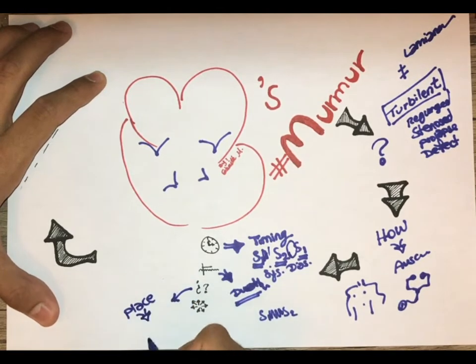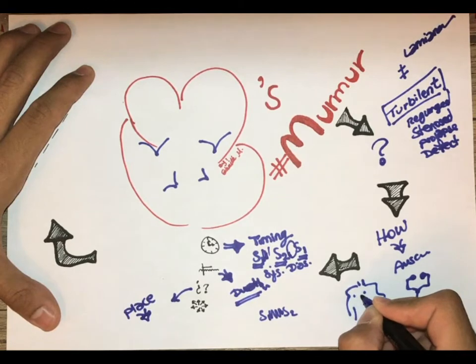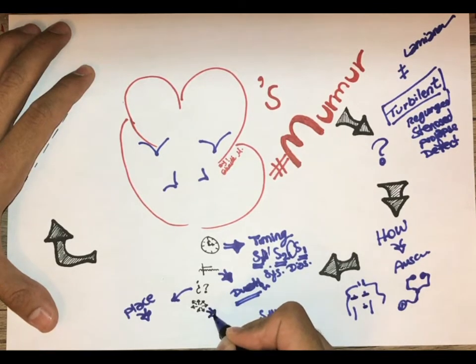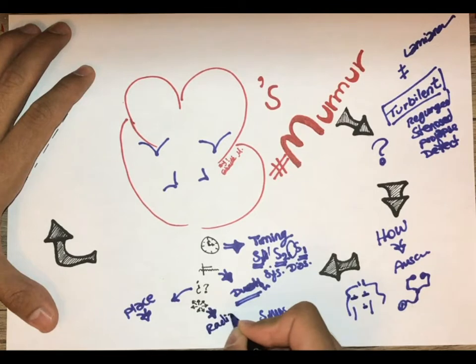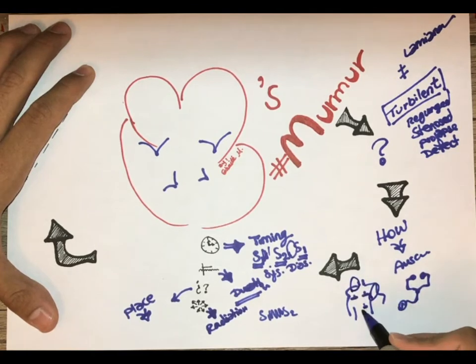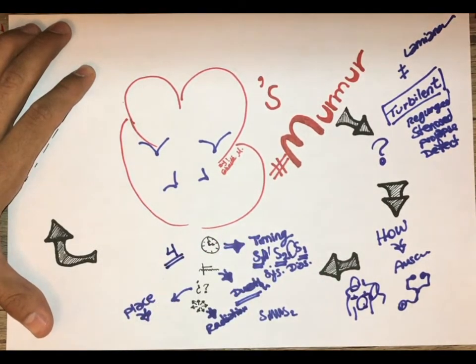What's the meaning of the place? It means where the best place to hear the murmur is. Is it in the second right intercostal space, second left intercostal space, the lower left sternal angle, or something like this? And finally, which is very important also, is to identify the radiation of the murmur. Is it radiated to the axilla? Is it radiated to the carotid, to the epigastric area, and something like that? So these are 4 important points to be reported in case of murmur.